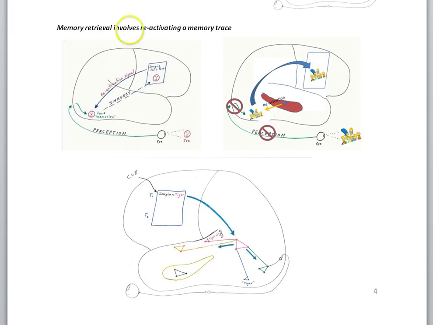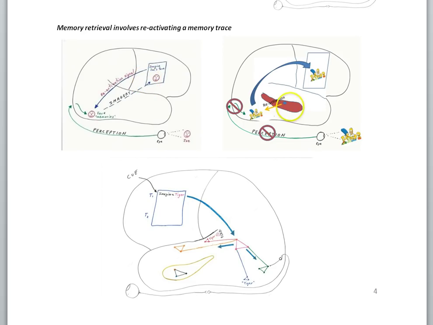Memory retrieval involves reactivating a memory trace. We saw that if we have the memory trace of somebody's face as a result of learning about them, we meet them and there's Joe's face and we make a memory of Joe's face in the face area. Well, we can reactivate that memory trace when we imagine Joe's face. So imagining a face is the reactivation of a memory trace and setting up loops with the working memory system.